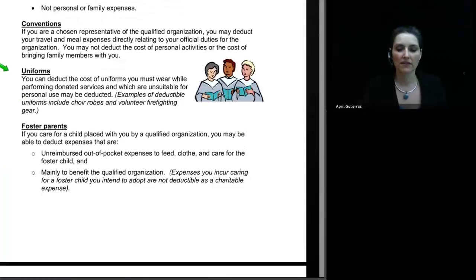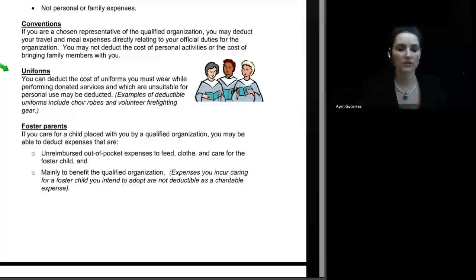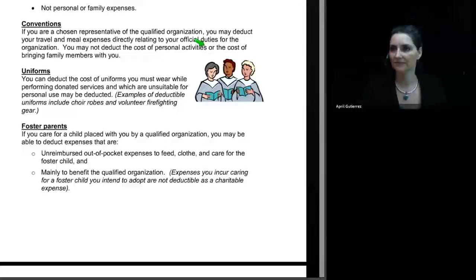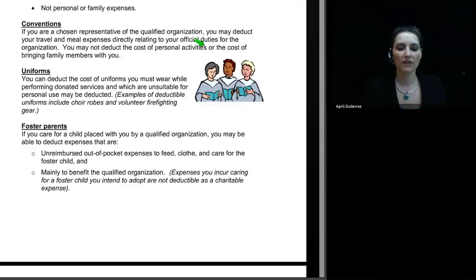Uniforms. You can deduct the cost of uniforms you must wear while performing donated services which are unsuitable for personal use. Examples would be deducting choir robes for your church choir or volunteer firefighting gear.